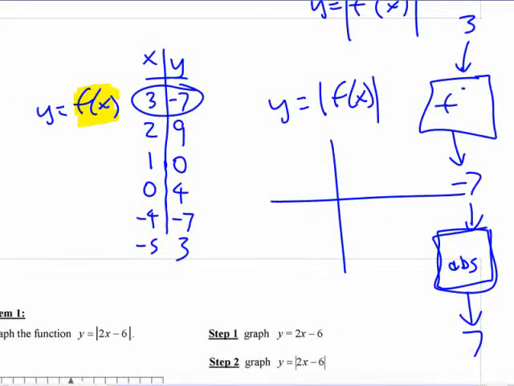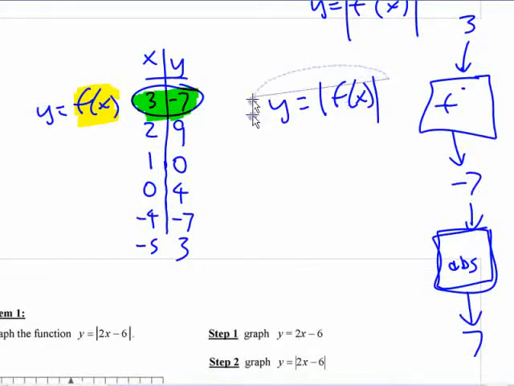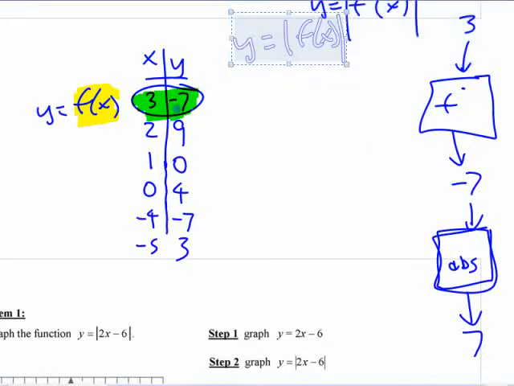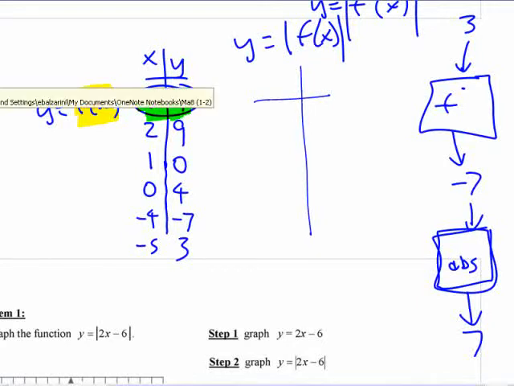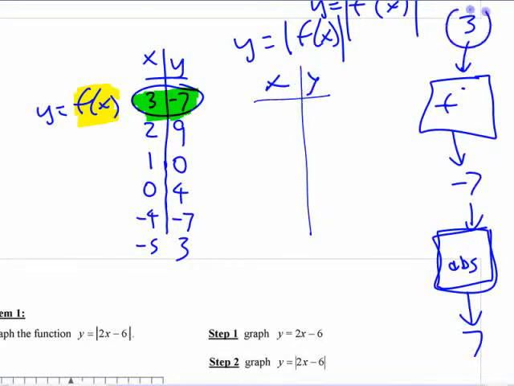Instead of this point that was 3, negative 7, what's the new point that's on y equals absolute value of f of x? I'm going to make another table over here that represents it. 3, negative 7 was on f of x. What's on absolute value of f of x? What point did we come up with? We put in a 3 and eventually we got a 7, right? 3, negative 7 became 3, 7, because the absolute value is applied after you do the original function.